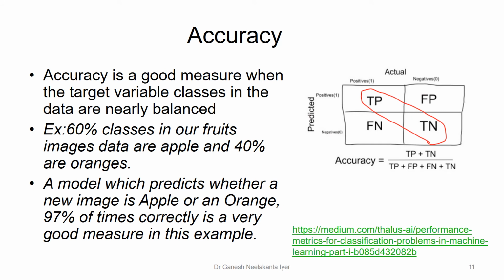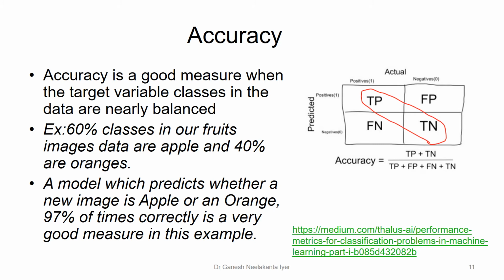Now let's see what all we can calculate with our confusion matrix. The most common evaluation metric that you might have heard of is accuracy. Accuracy is a good measure when the target variable classes in the data are nearly balanced. Example, 60% of the classes in our fruit images data are apple and 40% are oranges. If the model predicts whether a new image is an apple or an orange 97% of the times correctly, that is a very good measure in this example.